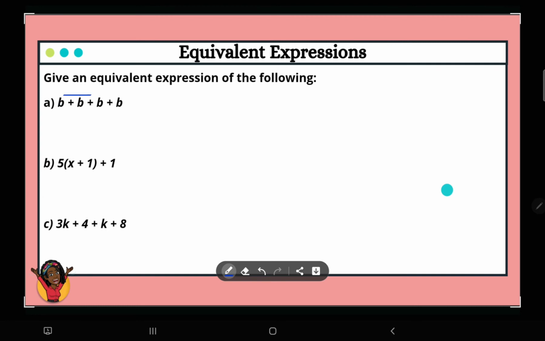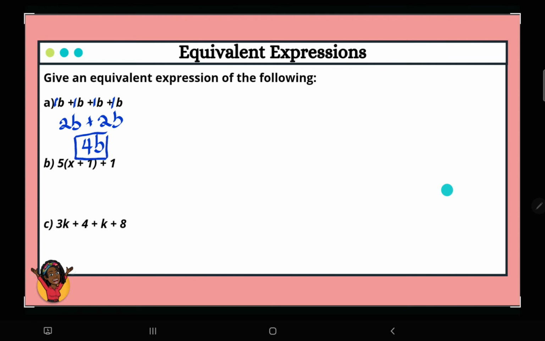All right, let's go ahead and take a look at these other examples. So here I have b plus b plus b plus b. We know that the invisible coefficient in front of these b's would be 1. So this is 1b plus 1b plus 1b plus 1b. And we can combine, so that would be 2b plus 2b for a final answer of 4b. So both of these expressions are equivalent to b plus b plus b plus b, but when we simplify, we want to simplify it all the way. So 4b would be our final answer.